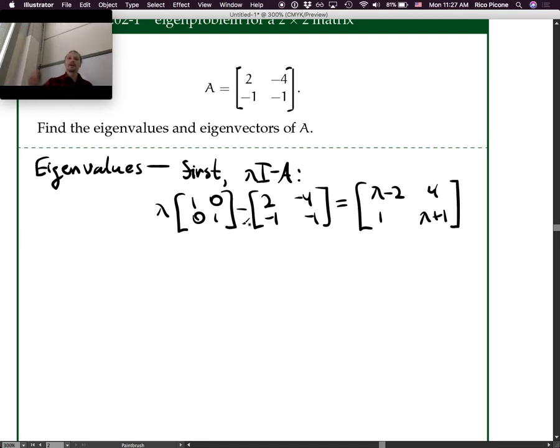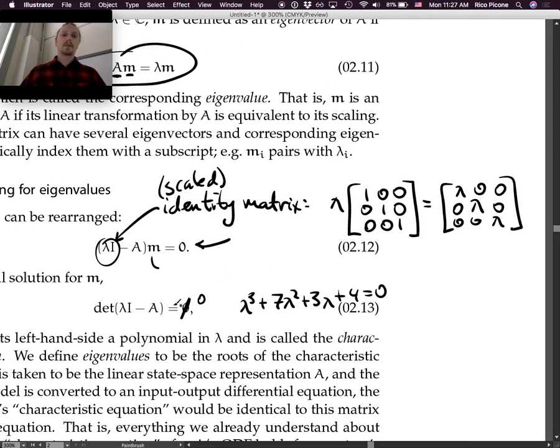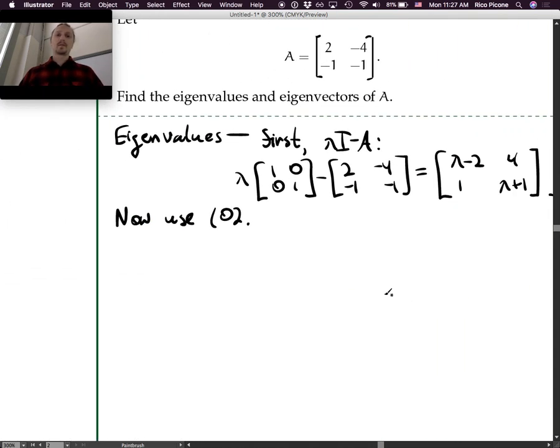Okay, so this is our lambda I minus A. We're going to use this again. So now use equation 2.13, yeah, this one. We need to know what the determinant is of the matrix lambda minus 2, 4, 1, lambda plus 1.